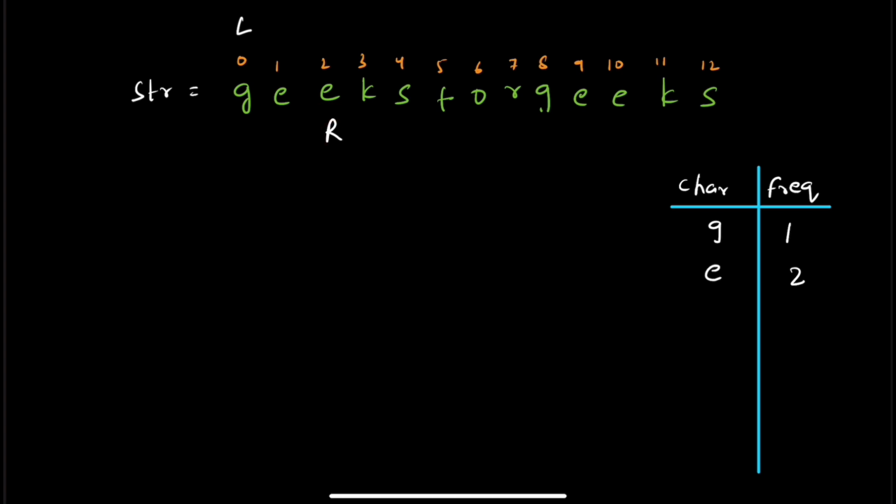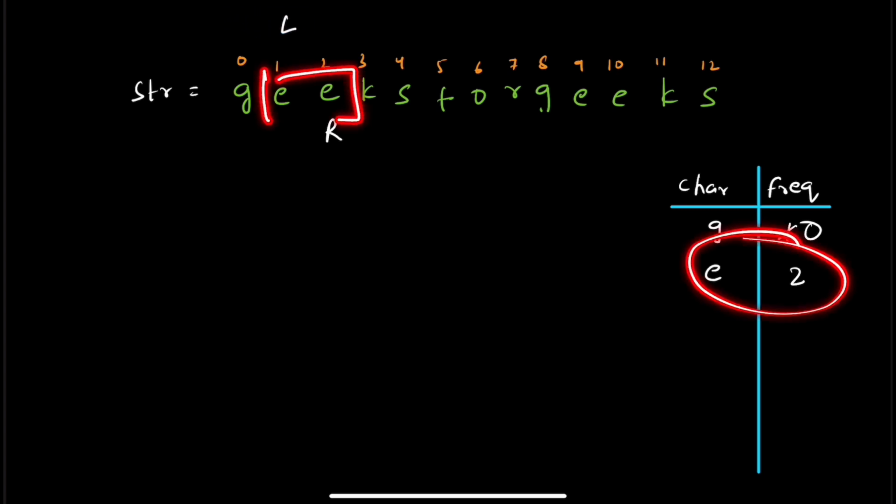Now, to shrink the window, we'll decrement the frequency of the character present at the L position by 1. So the frequency of G will be 0, right? And we'll move this pointer one step ahead. Now, what does this signify? The frequency of E equals 2. We are at this window, okay?